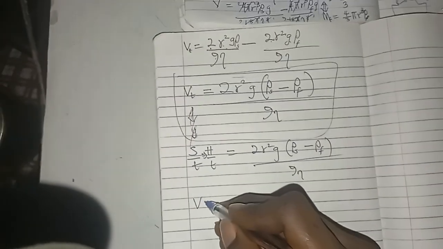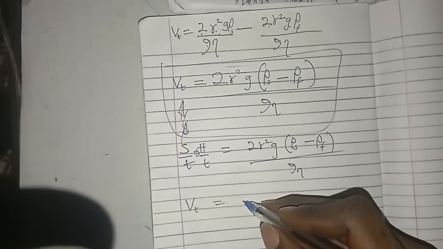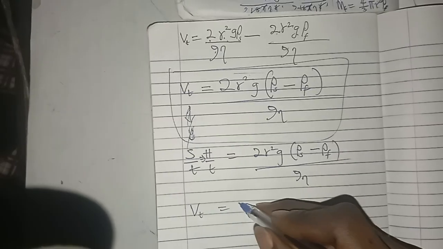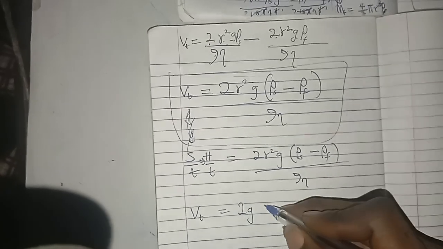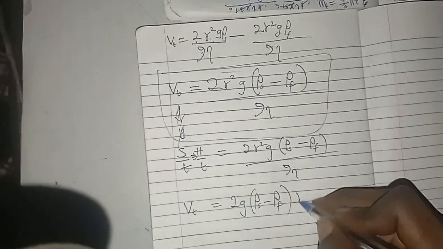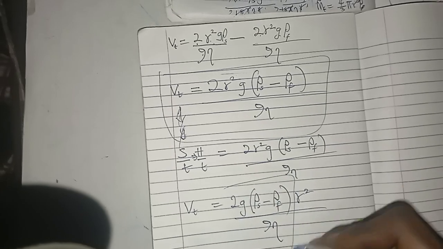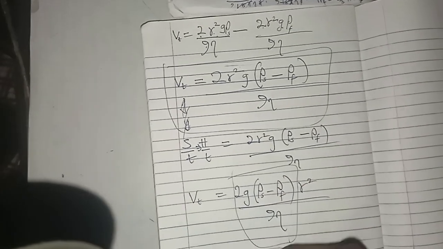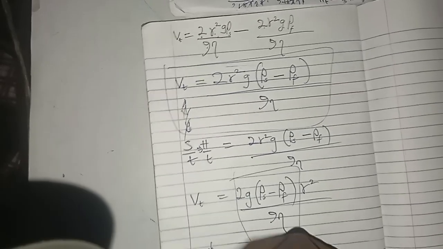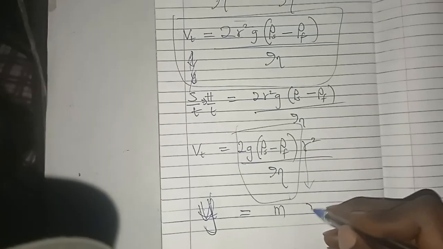Most times they tell you to plot a graph of terminal velocity Vt against r square. So this is the same as saying Vt equals 2g (rho s minus rho f) r square all over 9 eta. Everything here is your m, equals Vt is the y-axis, and this is your x.